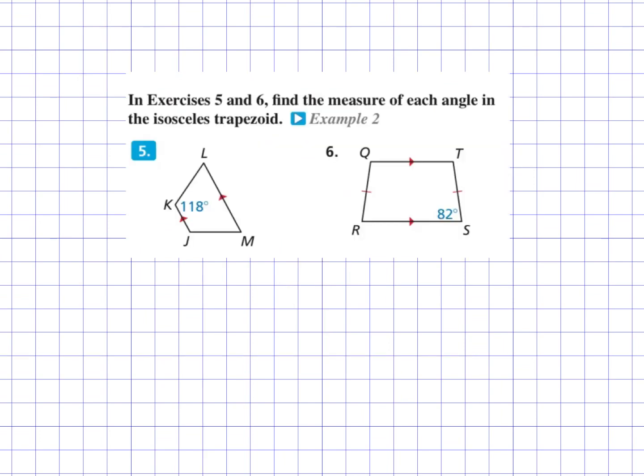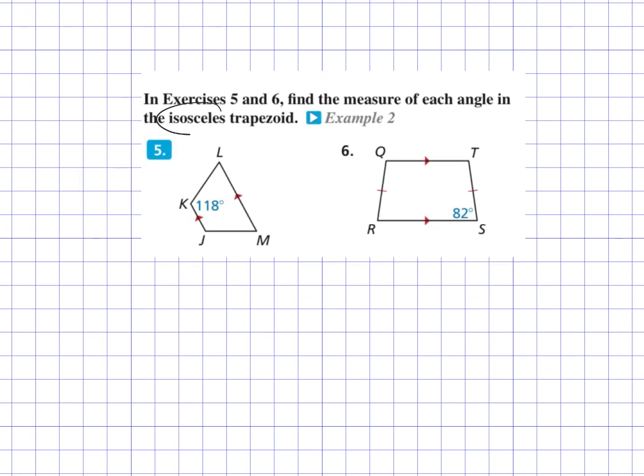Okay, so what's important here is we have an isosceles trapezoid. That means these two sides are the same, and the angles attached to the parallel sides are the same. So let's look at number 5. So that means the measure of angle J is 118 degrees.